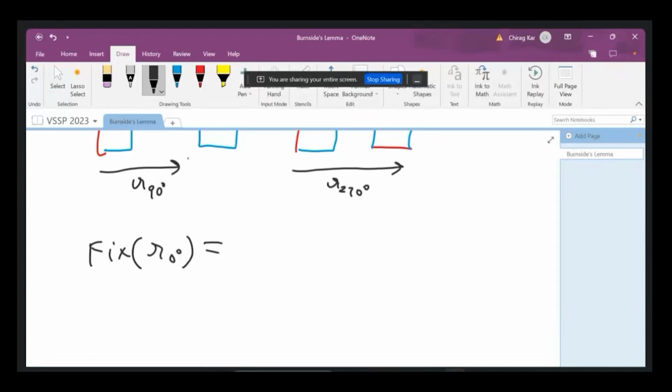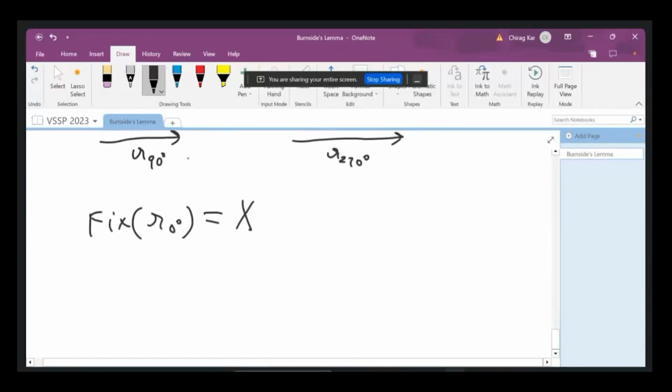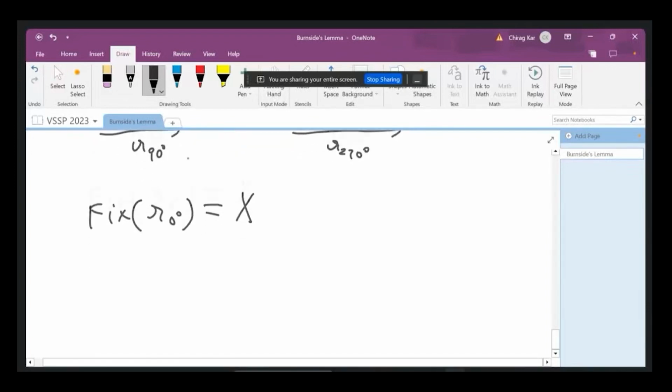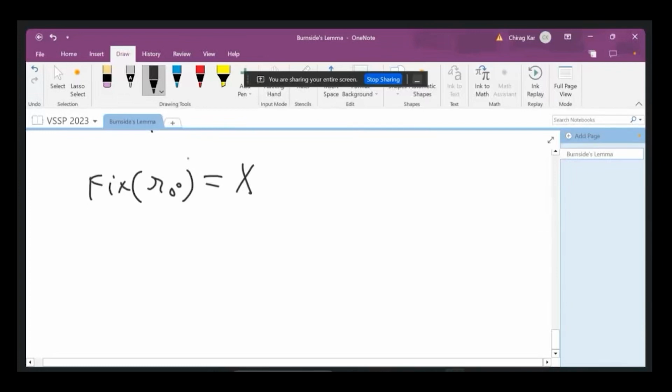What this does is that any coloring that you have is fixed by this guy, right? It is essentially the entirety of X. Now every coloring is fixed by this, so you just have the entirety of X, because any coloring that you have under the do nothing symmetry stays fixed. It is the exact same.